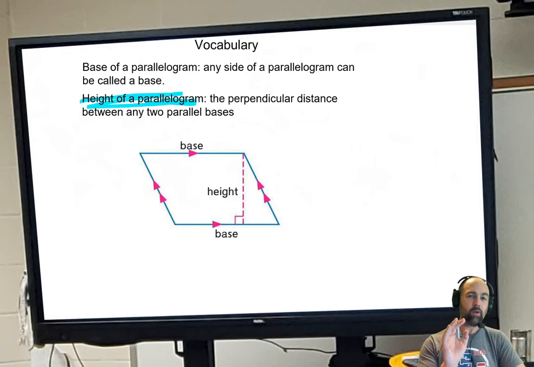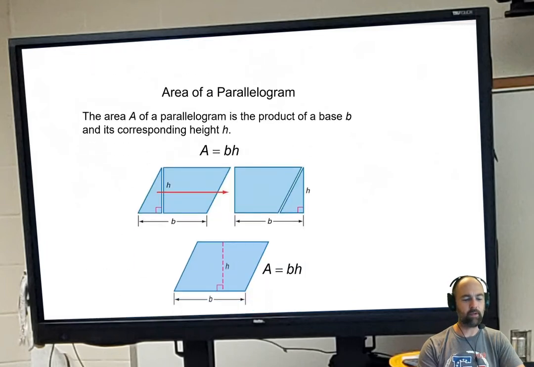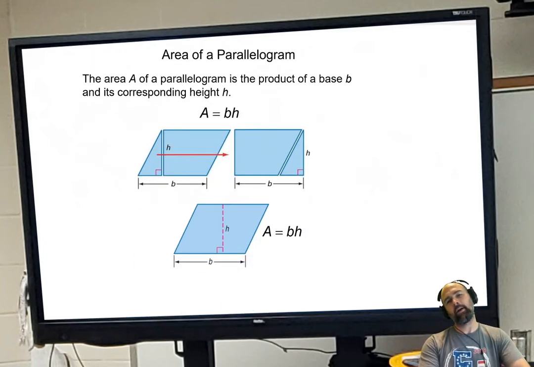Remember, we covered that a lot back in our parallelograms unit. The base is not always the bottom. In this case, the base is always going to be one of our two parallel sides. For a parallelogram, that can be any of those. So the area of a parallelogram is going to be base times height.